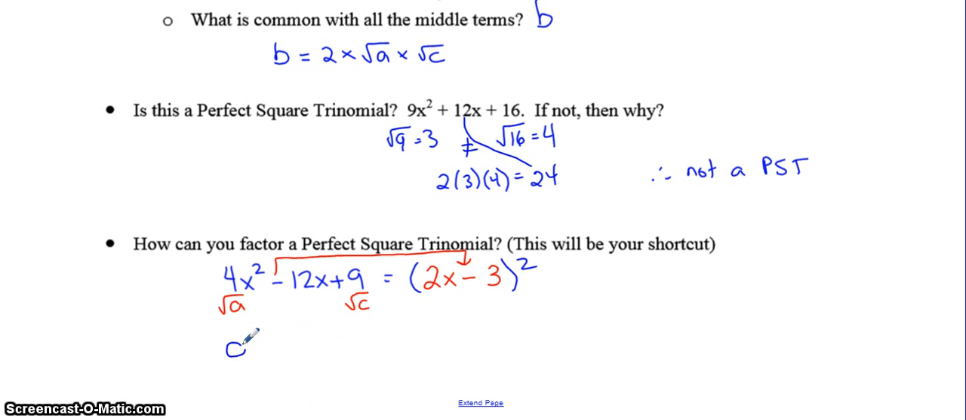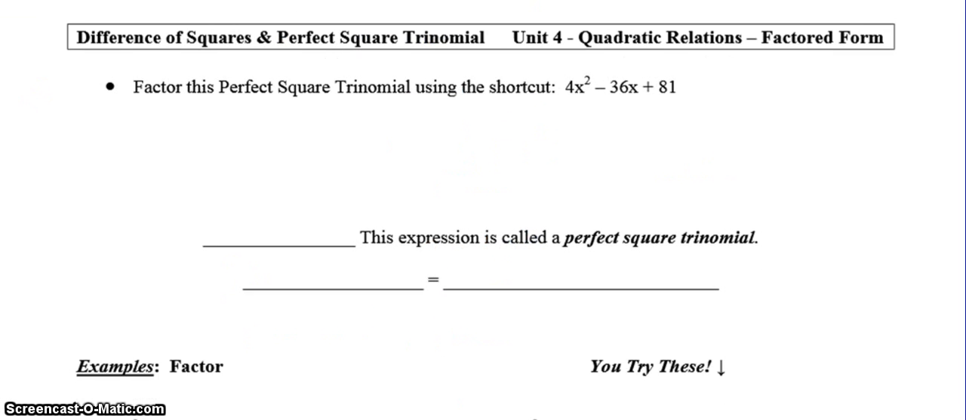So a little formula looks like this. a squared plus or minus 2 times a times c plus c squared is equal to a plus or minus c, squared. So whatever the square root of a is, that goes there. Whatever the square root of c is, goes there. And then whatever that sign is, goes here. So let's look at some examples.